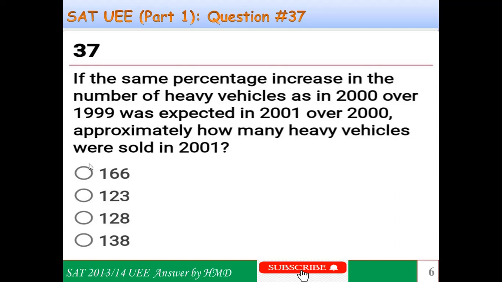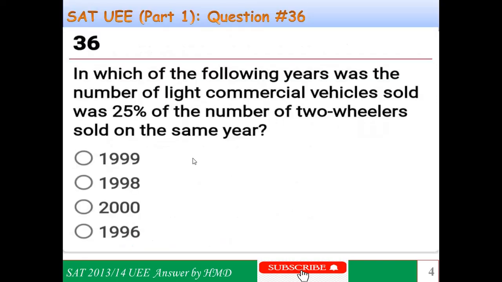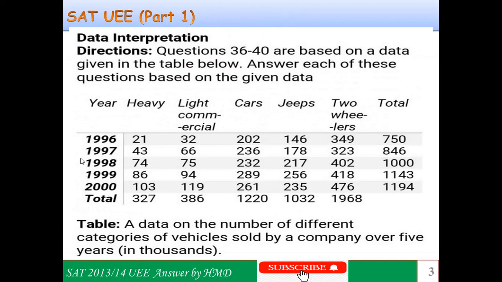Let me read the choices. A 166, B 123, C 128, D 138. By the way, can you see the table? We don't have any data that shows the number of each category of vehicles sold in 2001. Yes, we are expected to estimate based on the given data and question.